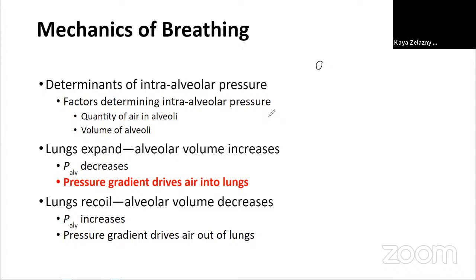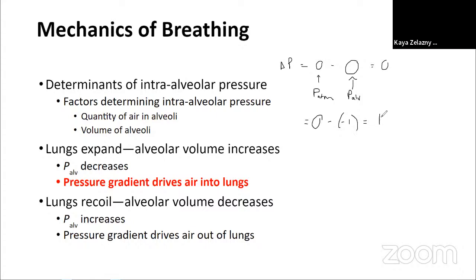So if we start out, we're not breathing in, our pressure in the alveoli is zero. So our pressure difference will be zero for the atmospheric pressure, minus zero for the alveolar pressure, giving us no pressure difference. But as we start to drop our alveolar pressure down, right, say 0 minus -1, now we have a pressure difference, right?